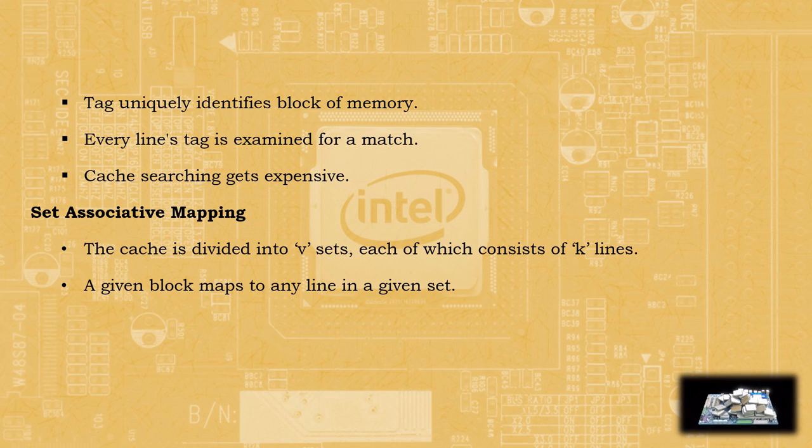Set associative mapping. The cache is divided into v sets, each of which consists of k lines. A given block maps to any line in a given set.